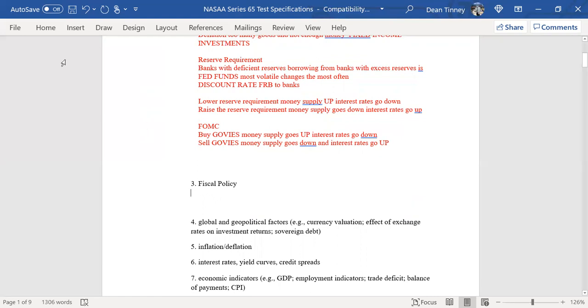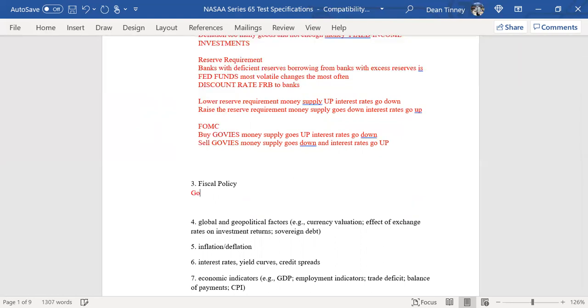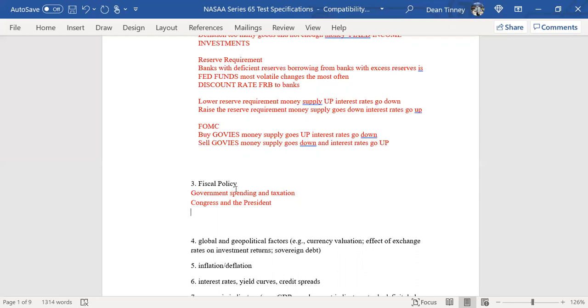Let me get a different color highlighter here. That is most certainly testable. And that's controlled by Congress and the president. That's testable. And one thing you have with fiscal policy is what's called legislative risk. What Congress giveth, Congress can taketh away, right?